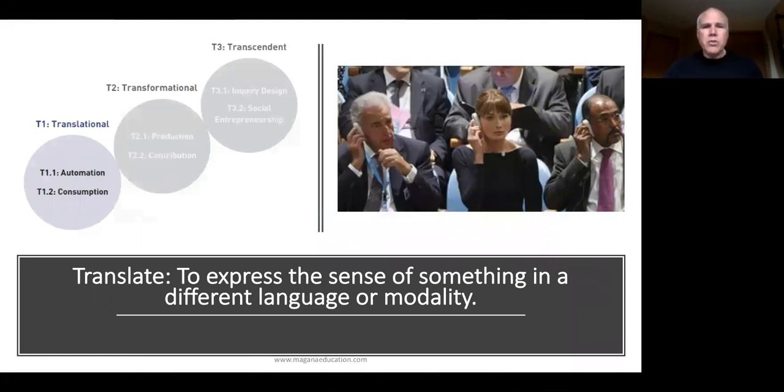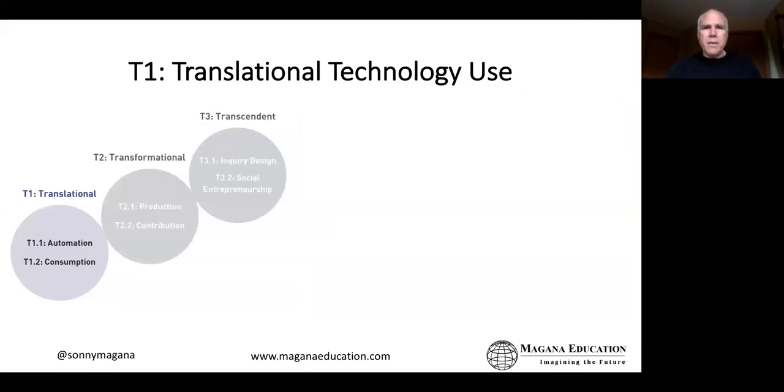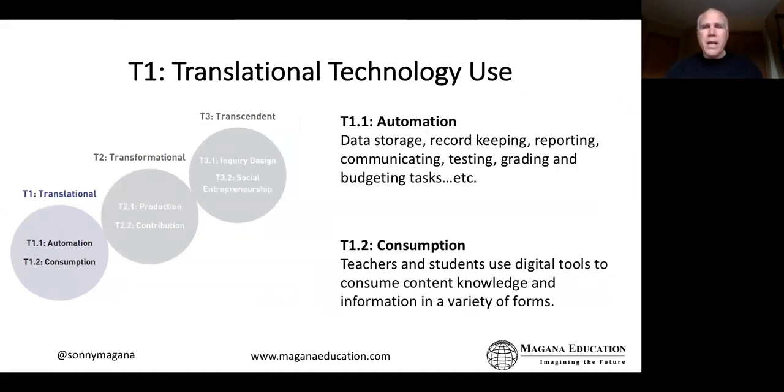The first domain is translational technology use, and that's the type of technology use that simply translates teaching and learning tasks from an analog to a digital modality. There are two elements, automation and consumption. And these represent the preponderance of the ways in which technologies are used in our classrooms. We use technology to automate tasks, to increase efficiencies, to reduce errors, save time, and consume content that used to be consumed in an analog fashion through films or video or sound or books or magazines or articles. Now that consumption process is taken in a digital realm.